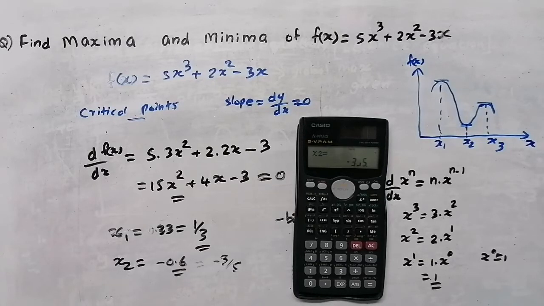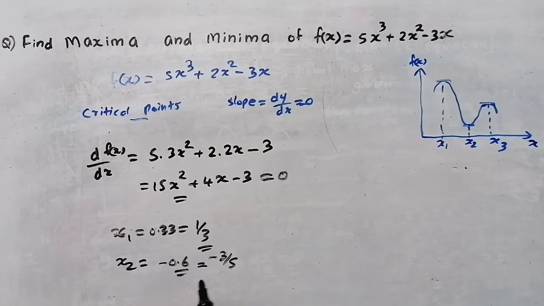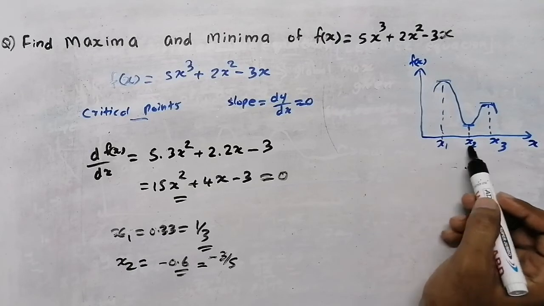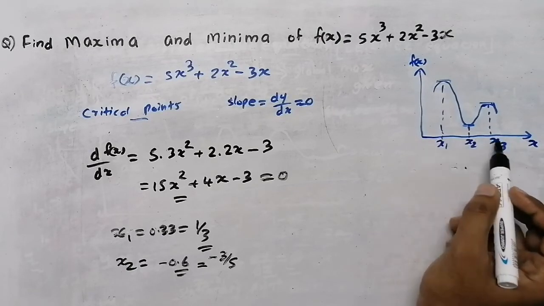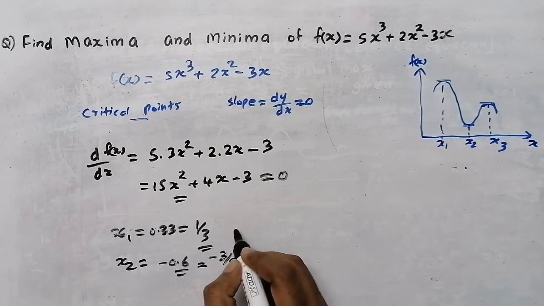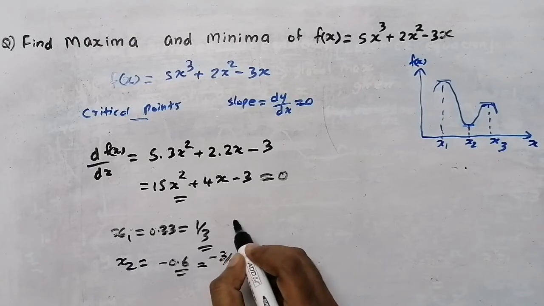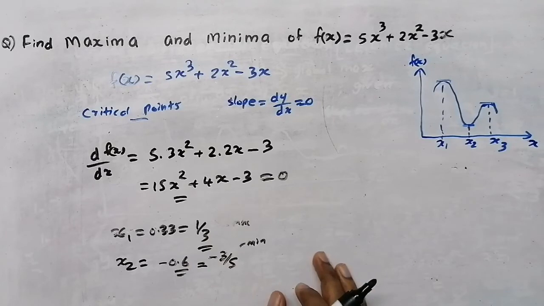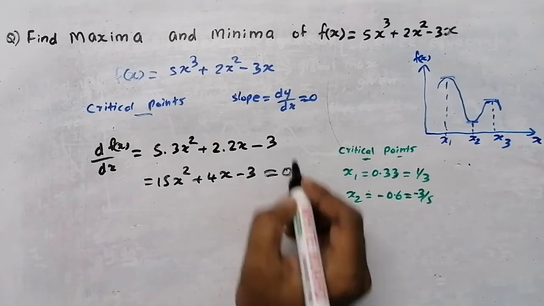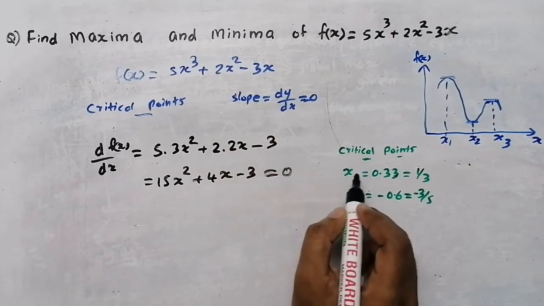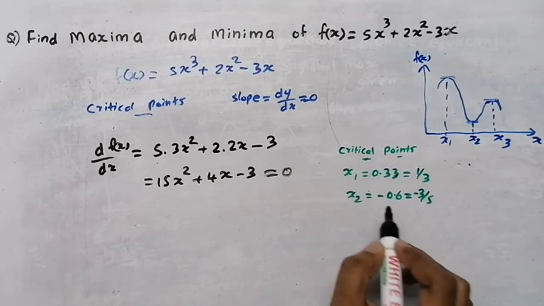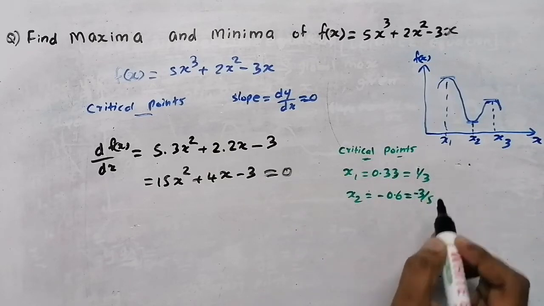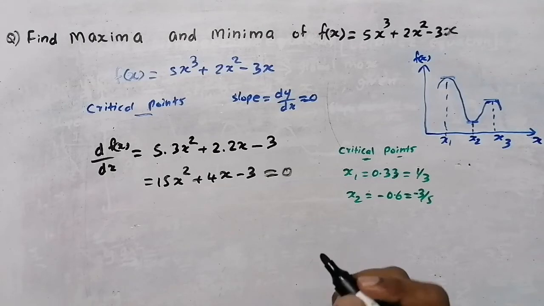So now we found the critical points, x1 and x2, on the x-axis. But we don't know at this point whether it is a maximum or a minimum. We don't know which point is maximum and which point is minimum. After putting dy by dx equal to 0, I got the critical points, but I don't know whether each is a maximum or minimum. So what I need to do?